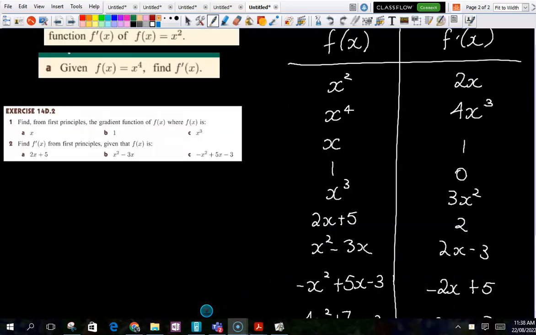We're just summarizing all of the functions that we had and the derivative that we came up with using first principles. And there is a distinct shortcut, if you haven't read ahead, one hopes.